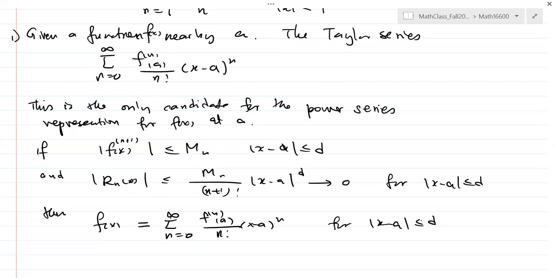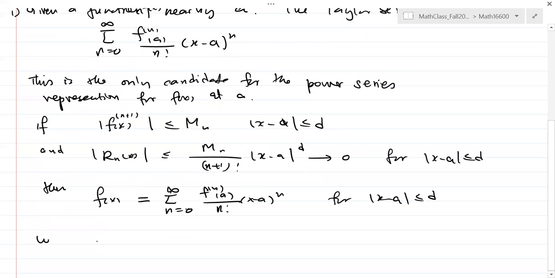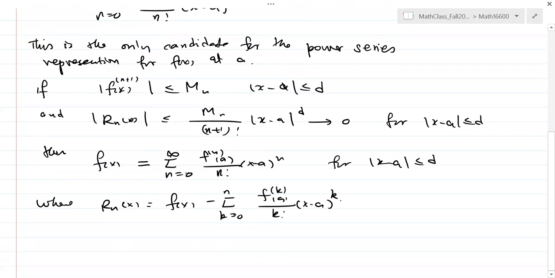Now, what is R_n? R_n is just the error, right? R_n is just the difference of this partial sum. Okay, so R_n is just the difference, because if the difference approaches zero, then the series approaches the function. Okay, this second part is used to get power series for some well-known functions, just like sine x, cosine x, and the exponential function.